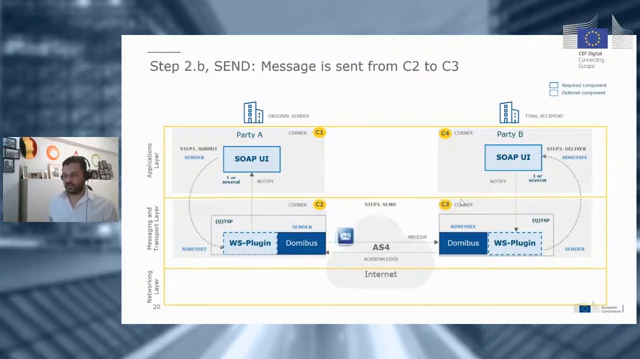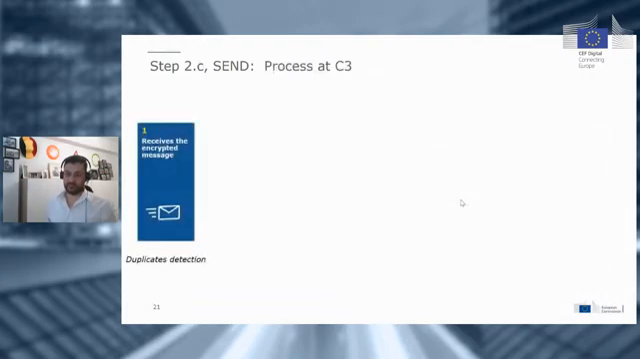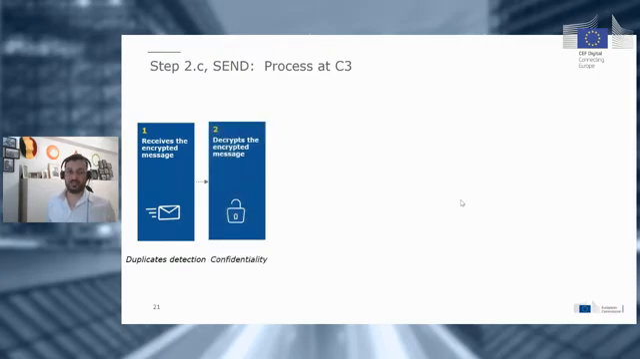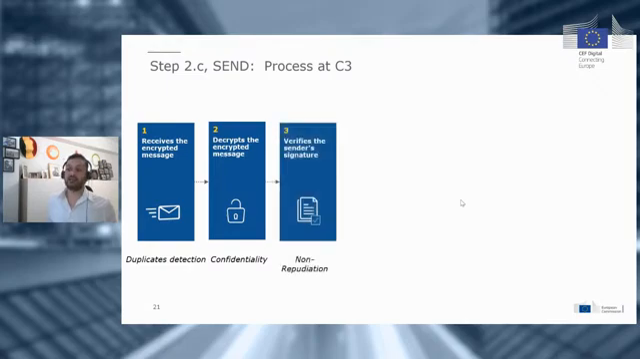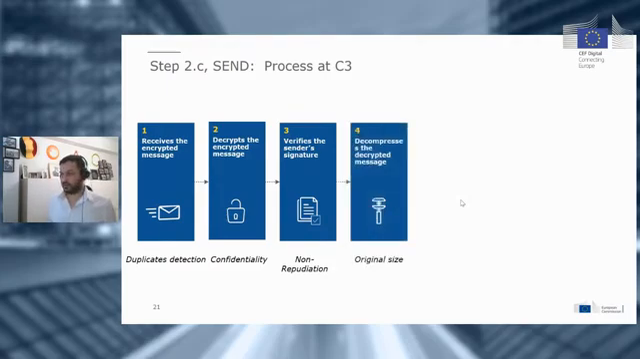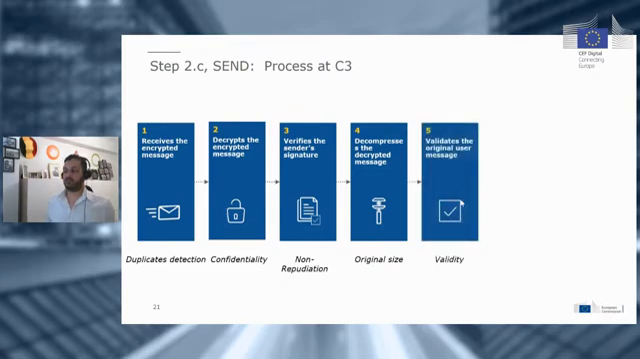Then as a next step, we see that corner 2 is sending a message to corner 3, and it is secured with the eDelivery specifications. Once corner 3 receives the message, it will also go through a sequence of steps: it will receive the encrypted message, decrypt it using its private key, verify the signature of the sender to ensure non-repudiation, decompress the decrypted message, and validate the original user message.